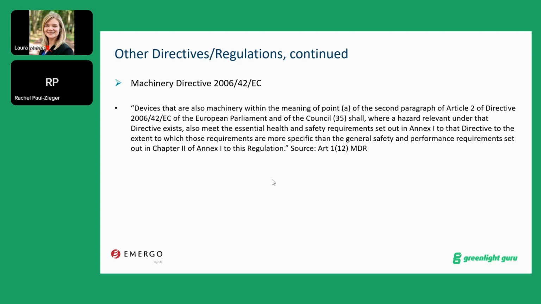And for example, here with the machinery directive, you need to list only the requirements from the machinery directive, which are more specific than the requirements from the MDR. But you need to develop a kind of essential requirement checklist also for the machinery directive. The GSPR may not be sufficient.